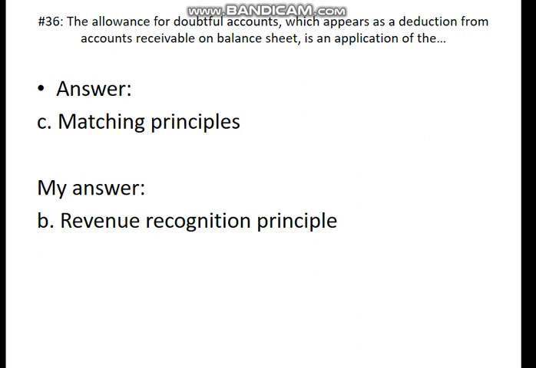So it kind of makes sense for you to do matching because it's helping to direct companies, and this is doubtful accounts, and because they're doubtful, probably helping to where they should be labeled.